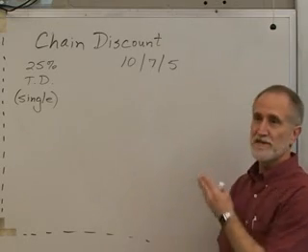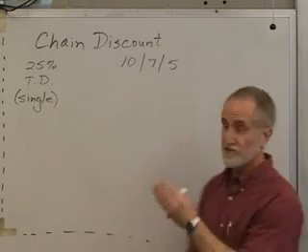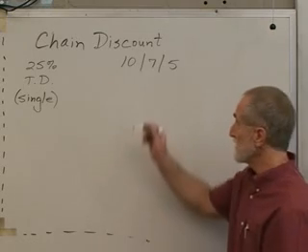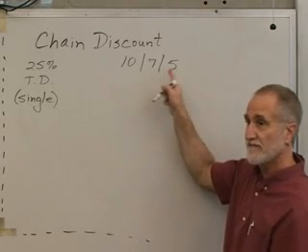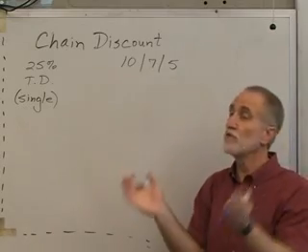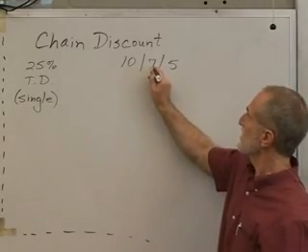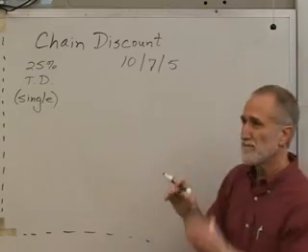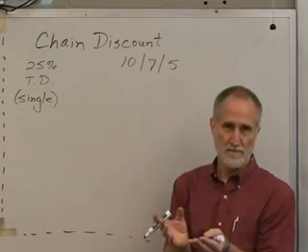Now, why would somebody do it that way? Well, it's not just to confuse us. It's not to make us think we're getting a 10 plus 7 plus 5 equals 22% discount, because we're not, and everybody knows we're not. What they do is use this kind of discounting to make their prices more flexible.